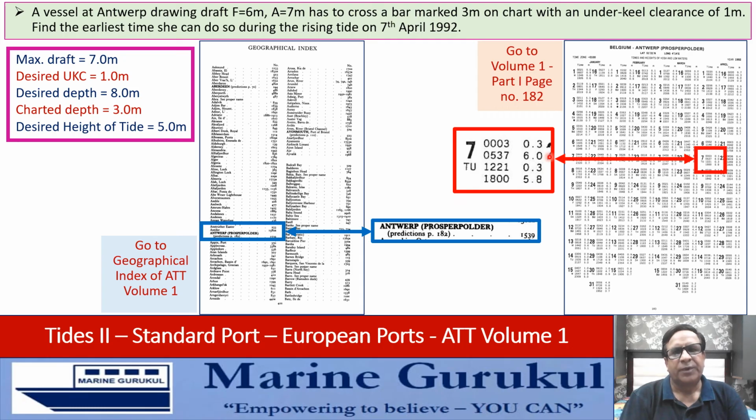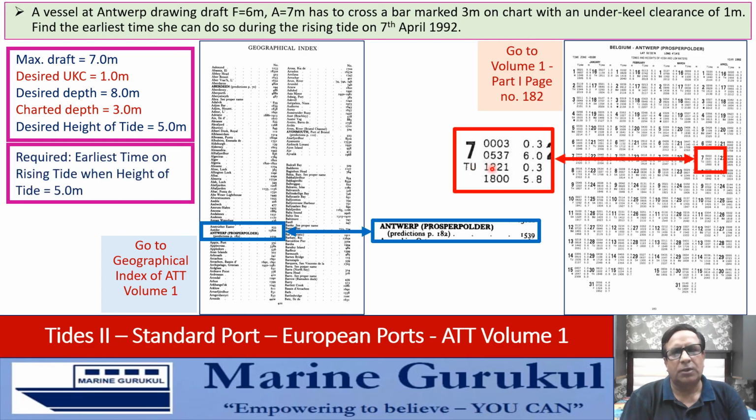What do we see? We have a low water at 0003 hours. That means 3 minutes past midnight. And we have a high water at 0537. So obviously this will be a rising tide from midnight onwards, and therefore we can find out what time would be the height of tide 5 meters during this interval of 0003 hours to 0537 hours.